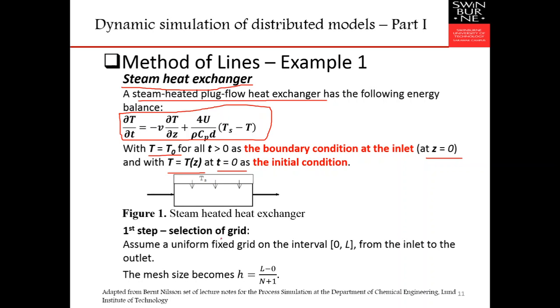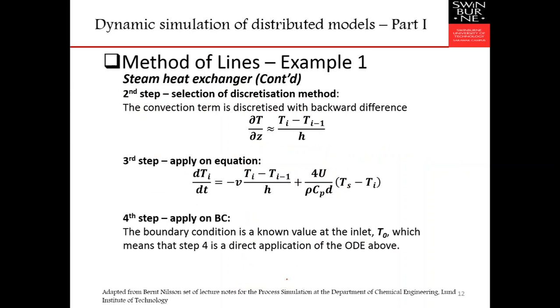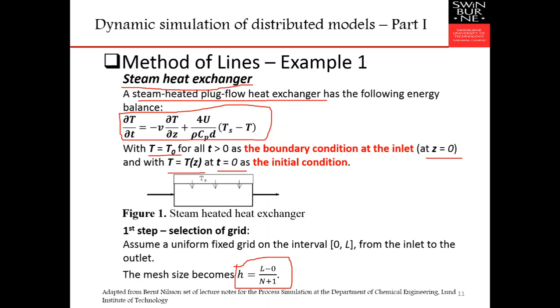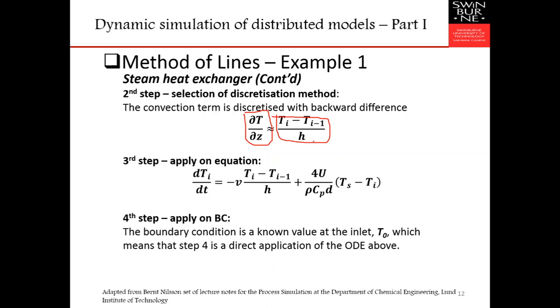First thing is that we need to select the grid. Since we want to solve from 0 to L, our step size will be h equal to L divided by N plus 1. The second step, we will replace the convection term with this backward difference term. So we are essentially replacing the delta T per delta z here with this term. Then we apply this, so our equations for each mesh point will become like this.